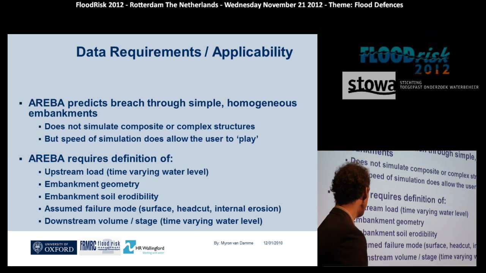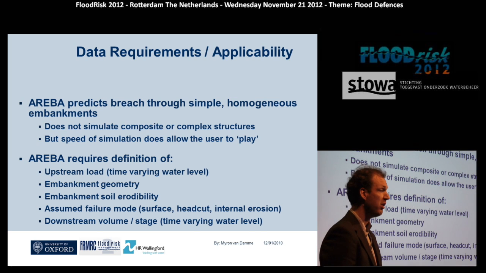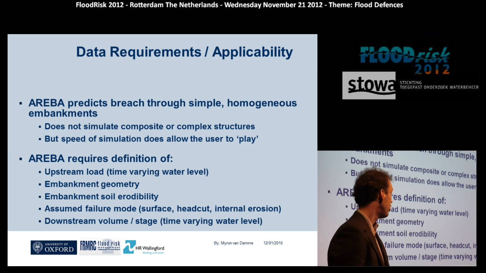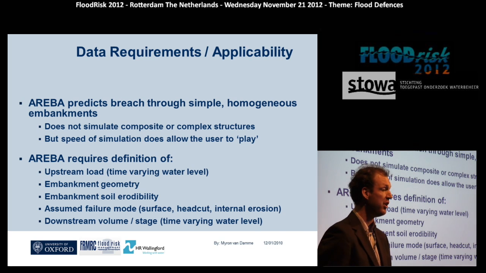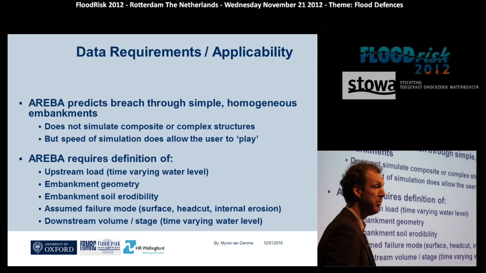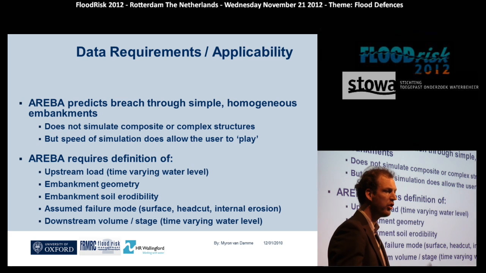And the assumed failure mode, you also have to give this to the model. Is it going to be piping, is it going to be headcut erosion, or surface erosion? If it's made of cohesive soil, you can almost assume it's headcut. If it's made of sandy material, you can assume it's surface erosion. And if the water level remains below the crest level, you can say it's going to be piping. These are very coarse assumptions, of course.